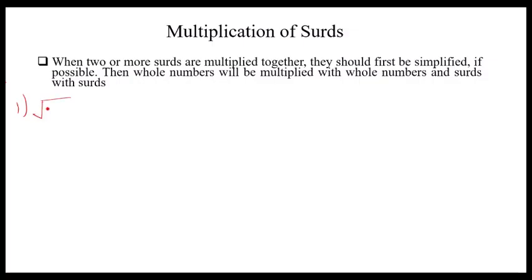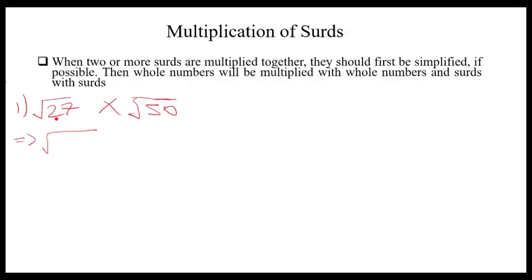Square root of 27 times square root of 50. How do we solve this? The first thing we need to look at is, can we simplify each of them? What's the answer? Yes. You all know we can simplify this. If you have watched the video this far, you know you can simplify this.